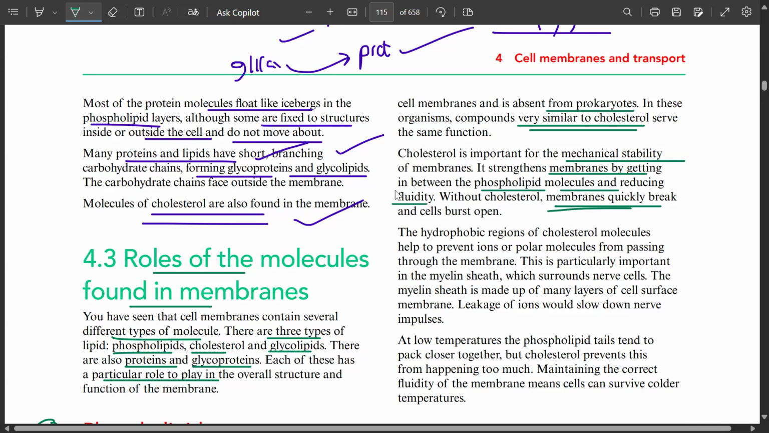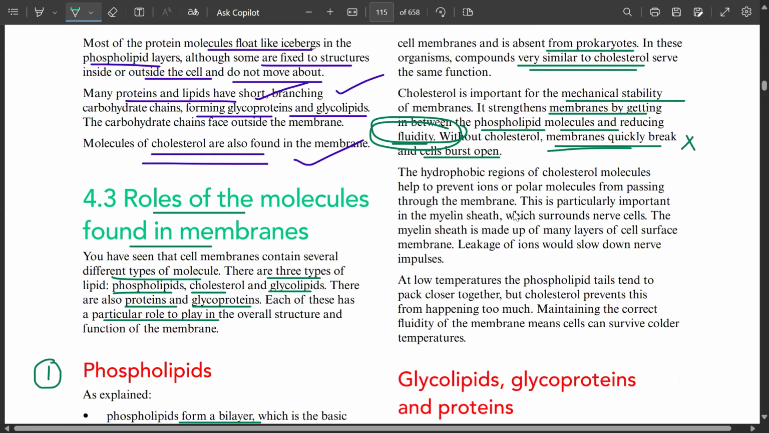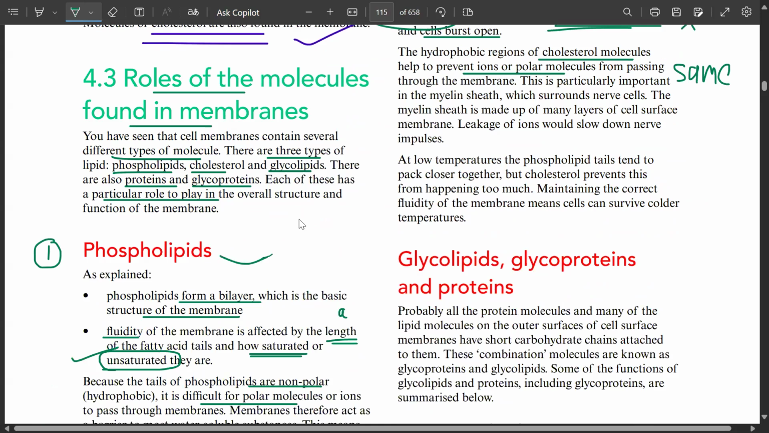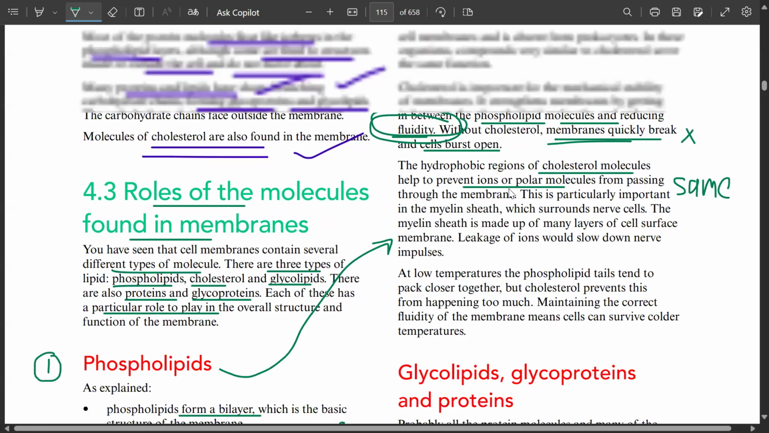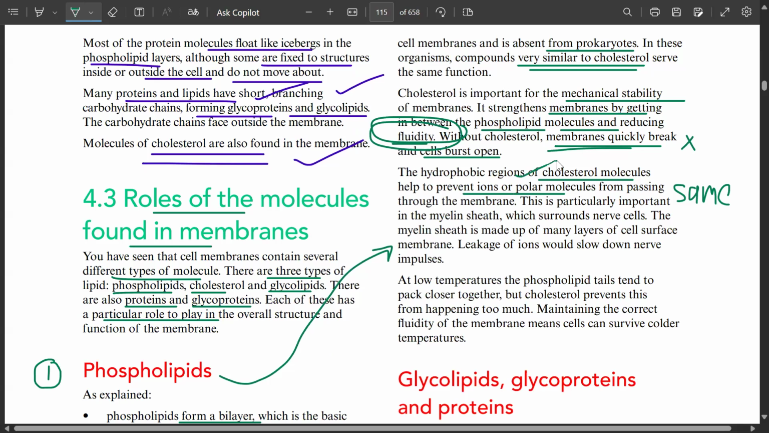So, cholesterol का काम क्या है? Fluidity. And without cholesterol, membranes would break down and the cells would burst open when there is no membrane to control what enters or exits the cell. The hydrophobic regions of the cholesterol molecules help to prevent ions or polar molecules from passing through the membrane. The same function that the hydrophobic region of the phospholipids is performing. So they also don't let the polar, soluble hydrophilic molecules go in. This is also particularly important in the myelin sheath that we'll study in chapter number 14, A2 के अंदर, that how this is very important in your myelin sheath.